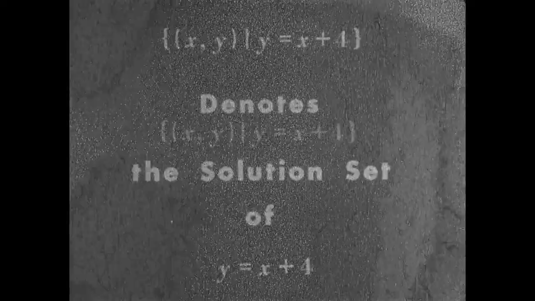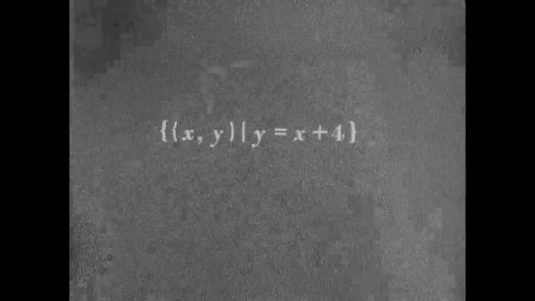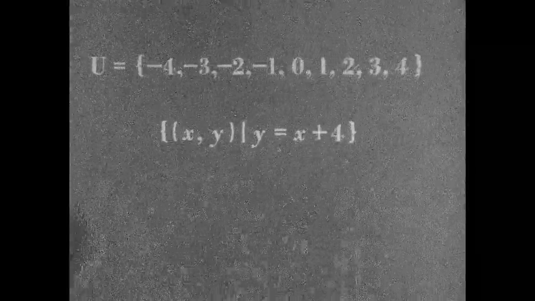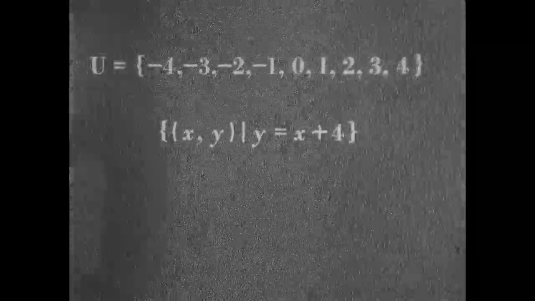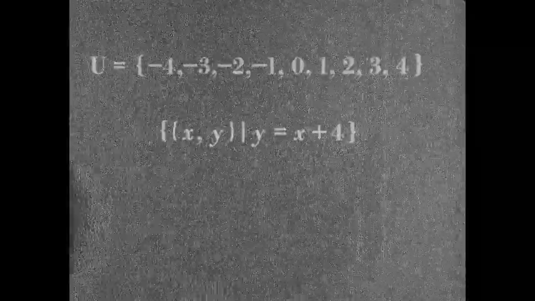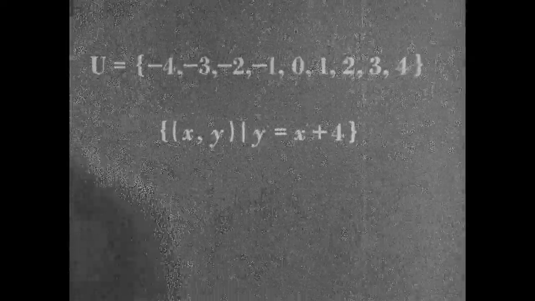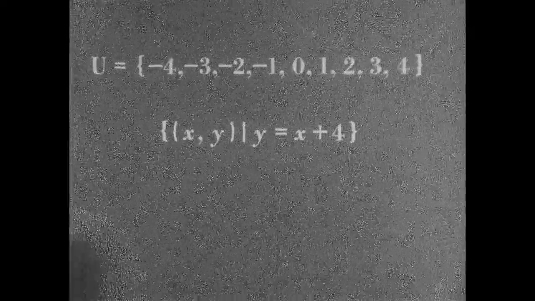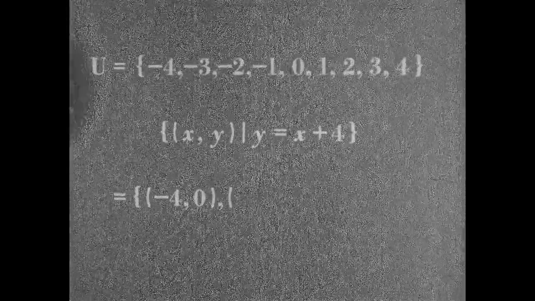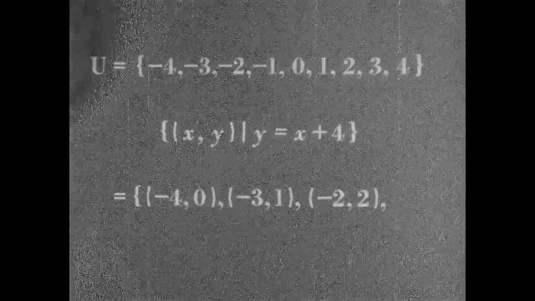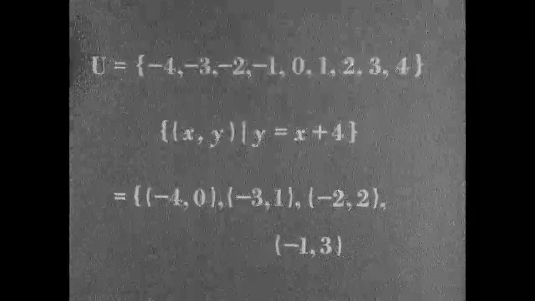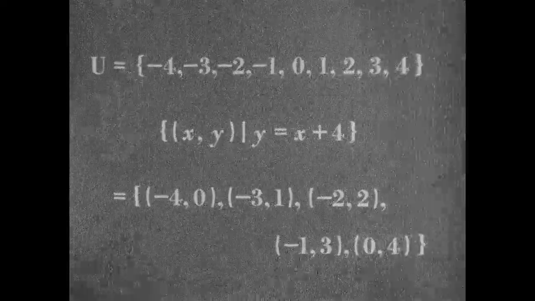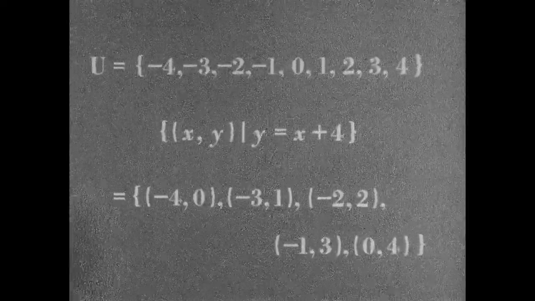What precisely is this solution set? Well, as we have already learned, this depends on the universal or replacement set, the particular numbers we are permitted to use. If U is this set, then the solution set consists of these 5 ordered pairs. If U were different, the solution set would be different.